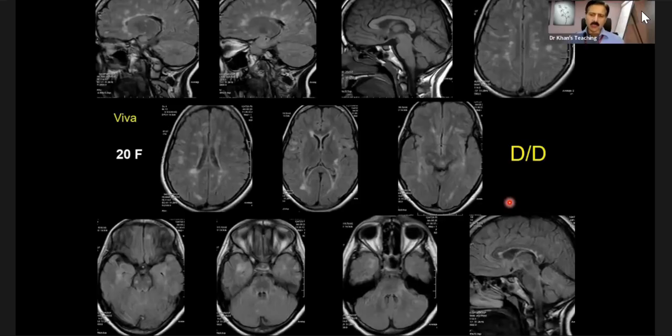Okay, let me give you a hypothetical scenario. The optic nerves are normal in this case. On post-contrast, there is no enhancement. The patient has neurological symptoms, and this is the first presentation. What do you think is your diagnosis? What is your differential?